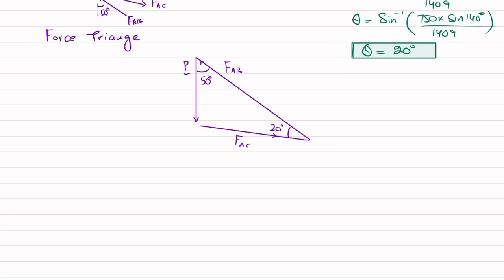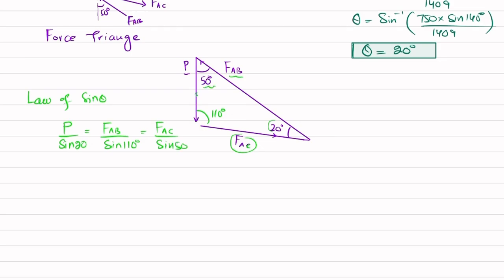Now this is the force triangle. So using law of sine, what we can write is that P divided by sine of 20 degree will be equal to FAB divided by sine of 110 degree, which is equal to FAC divided by sine of the opposite angle, which is 50 degree.